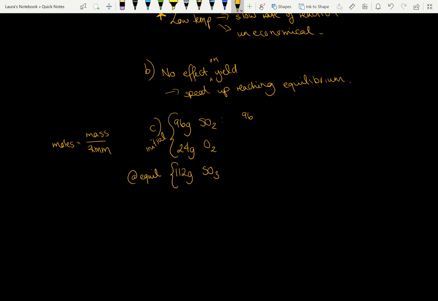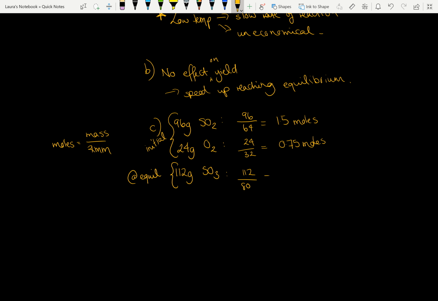Let's convert the sulfur dioxide to moles now. We've got 96 grams. We divide that by the RMM of sulfur dioxide, which is 64. I'll let you calculate that yourselves and check it. So we've got 1.5 moles. We have 24 grams of oxygen, so 24 divided by the RMM, which is 32, gives 0.75 moles. And finally our sulfur trioxide: 112 divided by its RMM, which is 80.